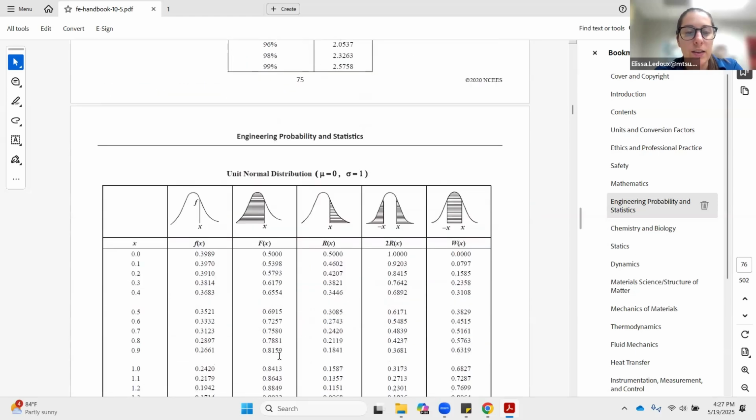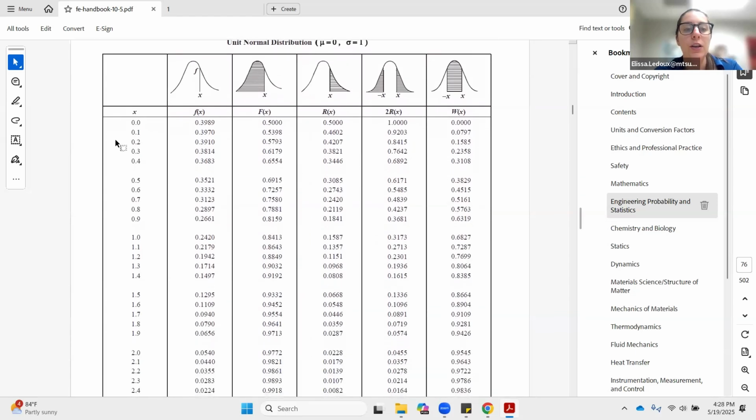Okay, so these are the tables I was talking about. So you would find your X value here, and then you would go along here and see whichever one it is that you're trying to find. So are you trying to find how much of the population falls between plus and minus X? Are you trying to find how much of the population falls outside of plus X and minus X?